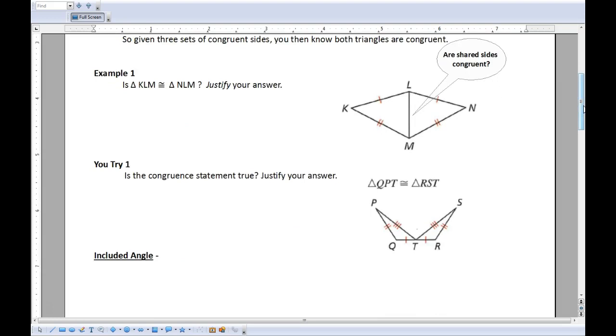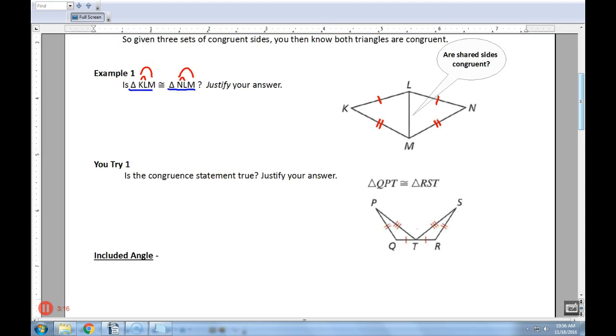So let's look at example 1 here. Example 1 says, is it true that triangle KLM is congruent to NLM? Well, when I look at it, the first thing I notice is that KL should match up with NL. So KL matches up with NL, that's true. And then in my picture I have KM matching up with MN. So KM matches with MN.